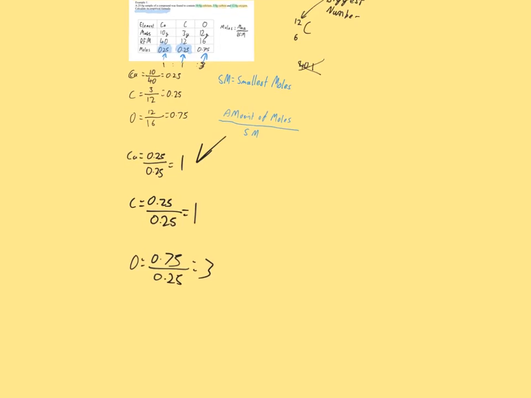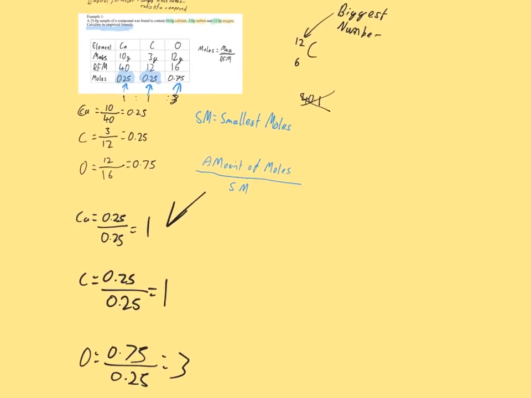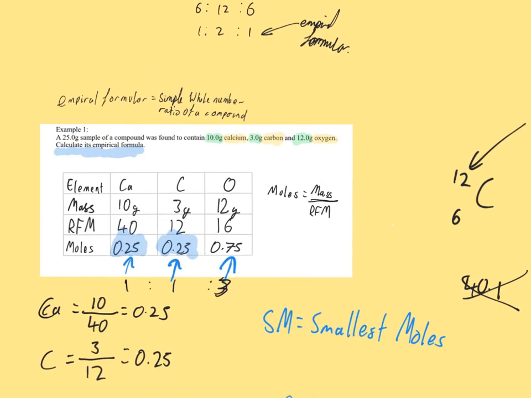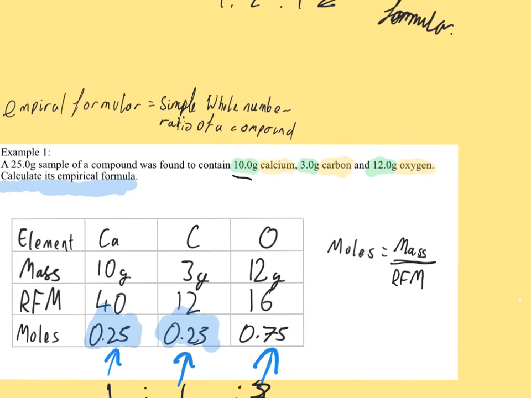So a quick overview. Number 1, the first step is you want to look through and try to find this, this, and this. I'll use a cursor for you guys so you can see. You want to find the mass, which in this case is 10, 3, and 12. The compound, which is calcium, carbon, and oxygen. What you're trying to actually calculate, which is an empirical formula.